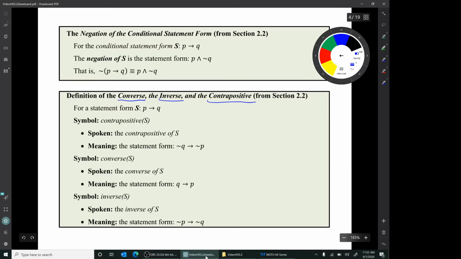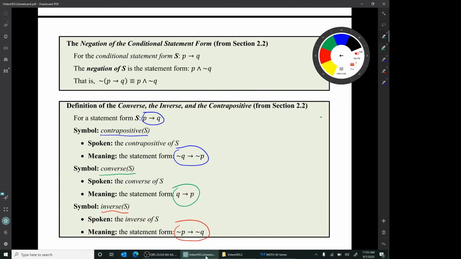And we'll be dealing with expressions that involve sometimes the converse, the inverse, and the contrapositive of a conditional statement form. Those were introduced in section 2.2. So for this original statement, S, which is if P then Q, the contrapositive of S is this statement form, if not Q, then not P. The converse of S is this statement form, if Q, then P. And the inverse of S is this statement form, if not P, then not Q.